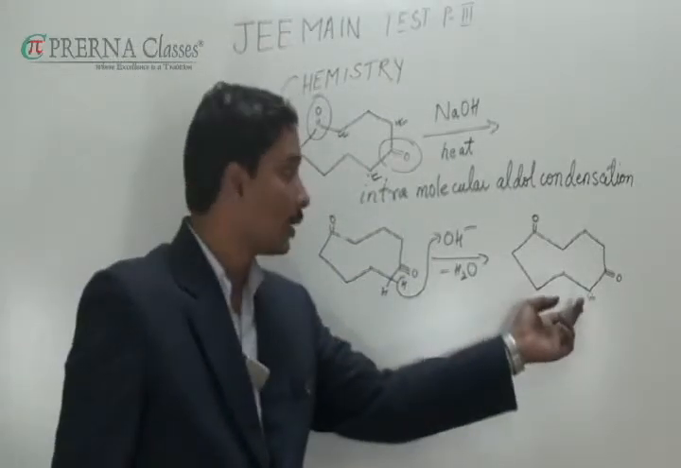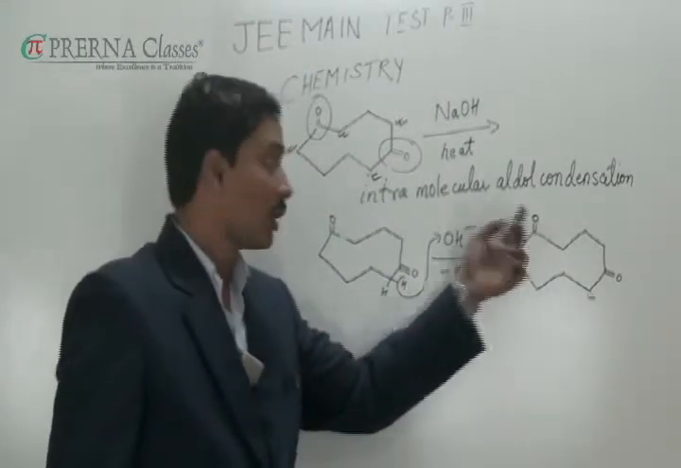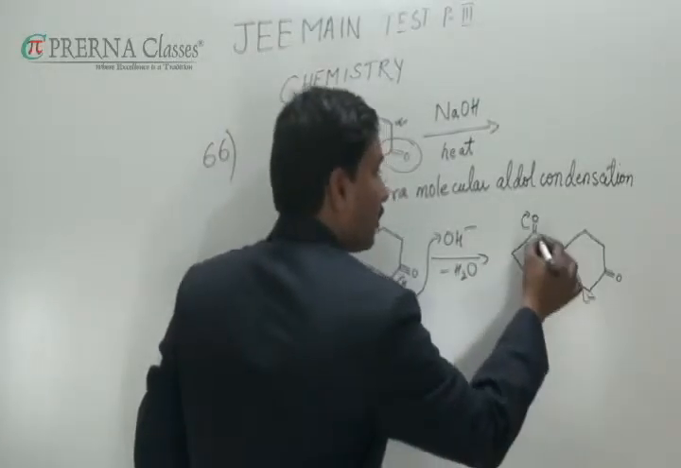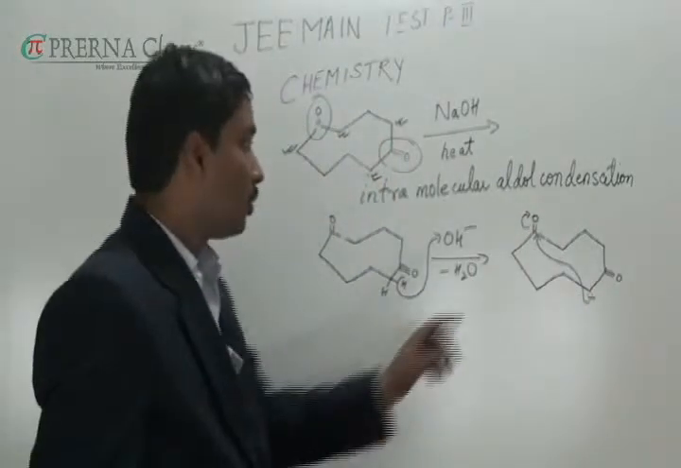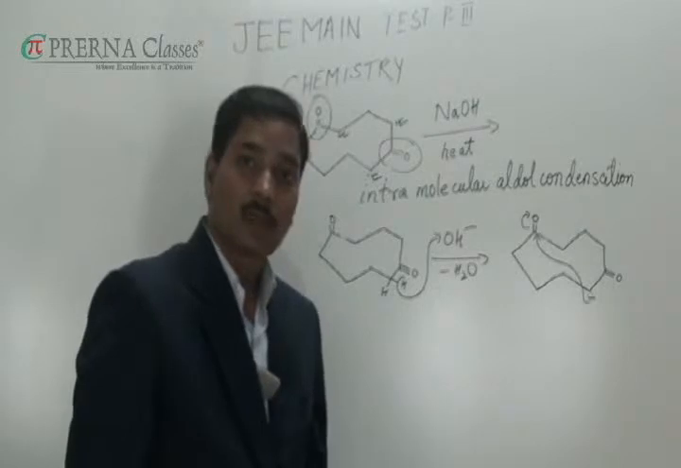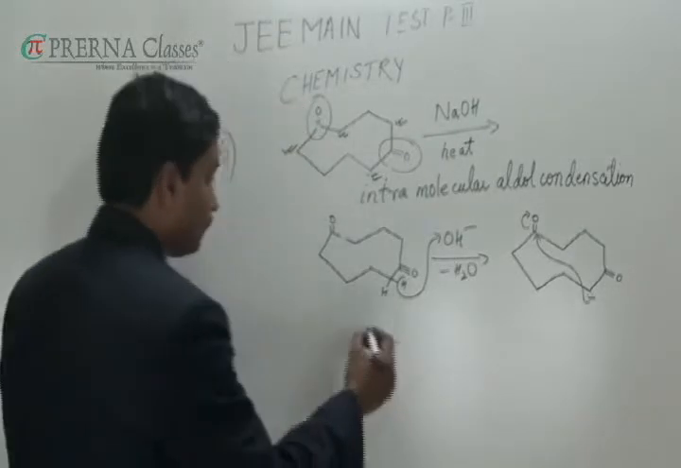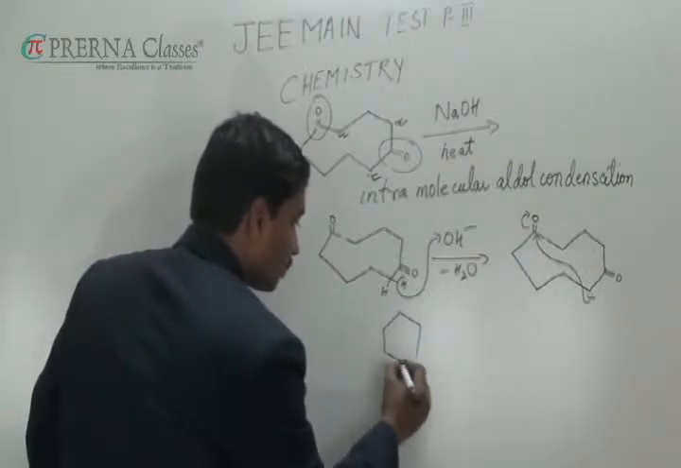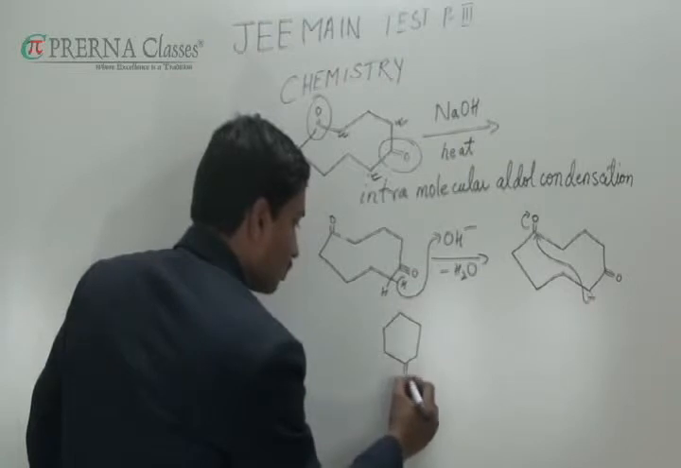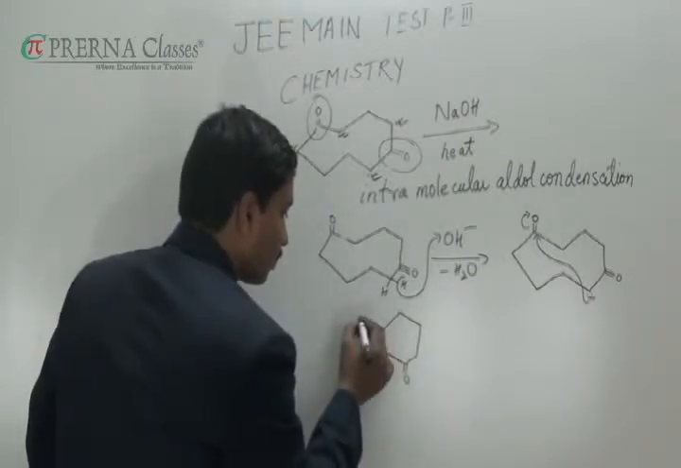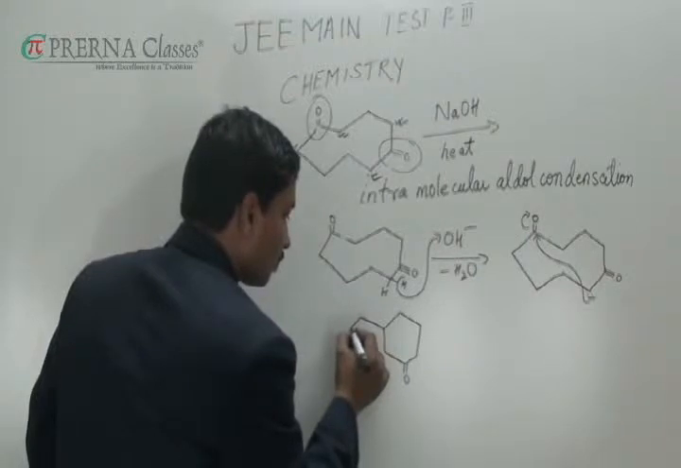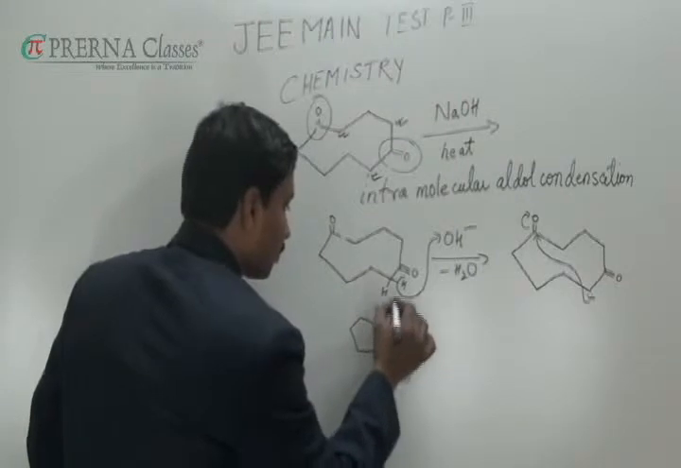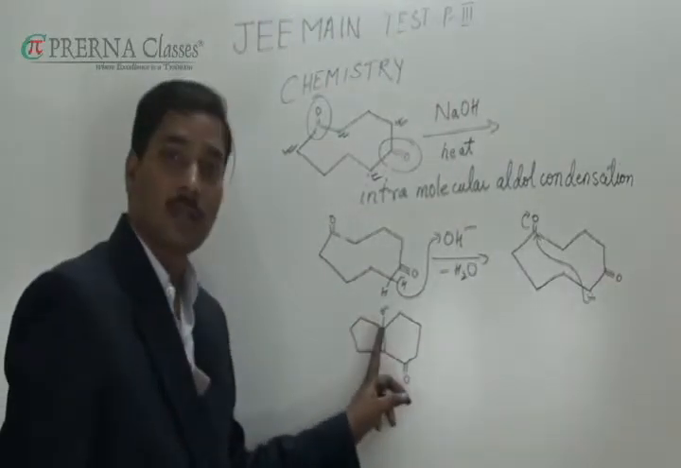Now this carbanion can attack this carbonyl compound. Since oxygen is more electronegative, this minus will attack this carbon, due to which a bicyclo compound will form. Now this is the bicyclo compound.